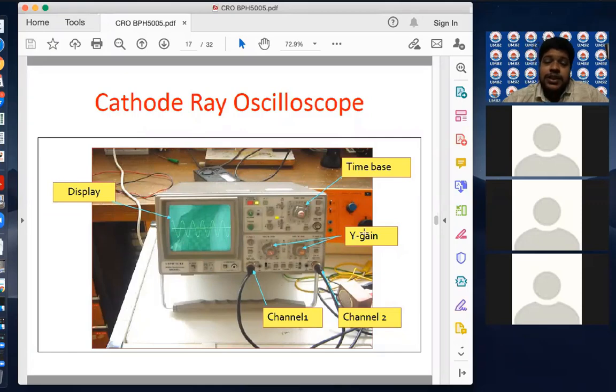This is Y gain. Y gain means we have a vertical amplifier in the block diagram, if you remember. If we change this, the signal's amplitude changes. The vertical amplifier amplifies the signal so that we can see it. By looking at this knob position, we can identify how much we are amplifying, and from that we can calculate what the actual strength of our signal is.